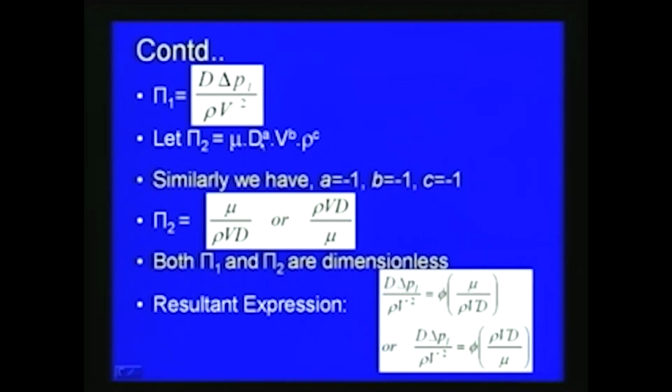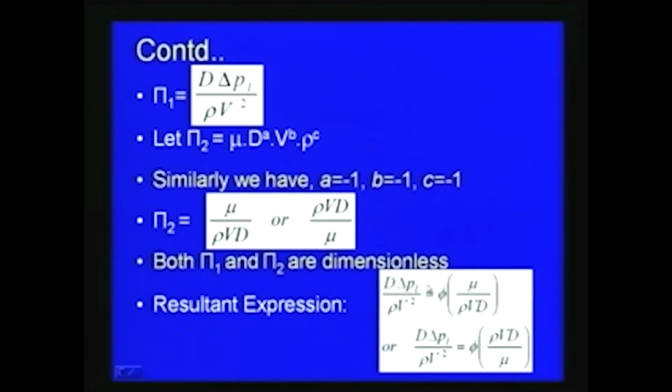Similarly, let us represent pi 2 as pi 2 is equal to mu into d to the power A, V to the power B, rho to the power C. As we have done earlier, we can find A, B, C. We can see that A is equal to minus 1, B is equal to minus 1, C is equal to minus 1. So, finally, we get pi 2 is equal to mu divided by rho V d, or this can also be expressed as its reciprocal, rho V d by mu. So, we get both pi 1 and pi 2, which are dimensionless groups here.